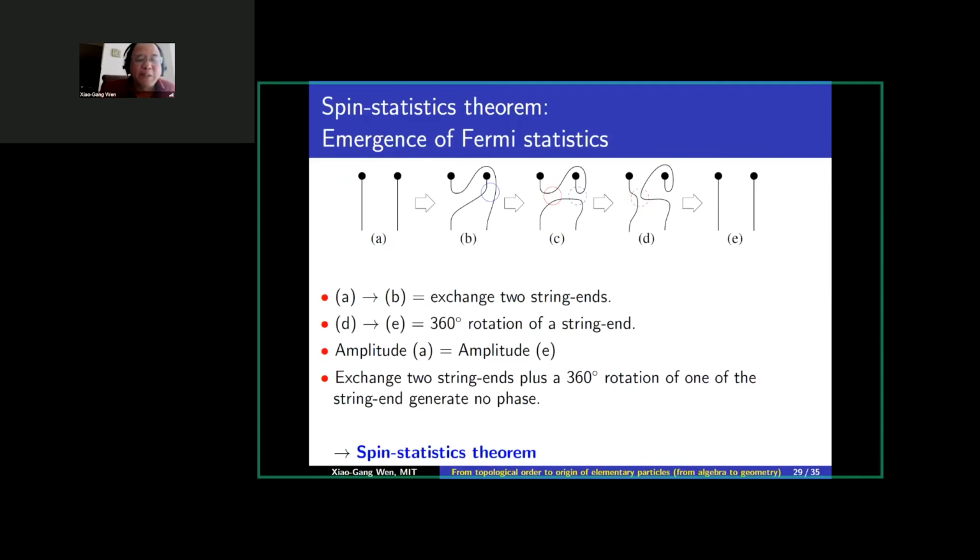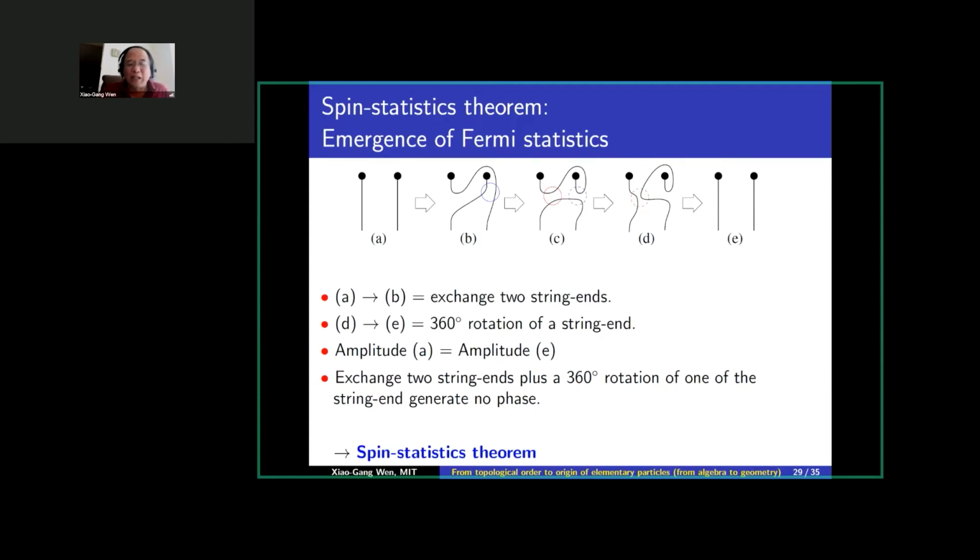So what is Fermi statistics? Fermi statistics actually is an exchange. We have two particles, like two ends of string, two particles. We exchange the two particles. Okay, so from A to B, we can exchange the two particles. And then we consider fluctuations. Then we can have a string reconnection fluctuation, changing the reconnection of the string this way, and we obtain this configuration. Then we can have another string reconnection fluctuation and go to this configuration.